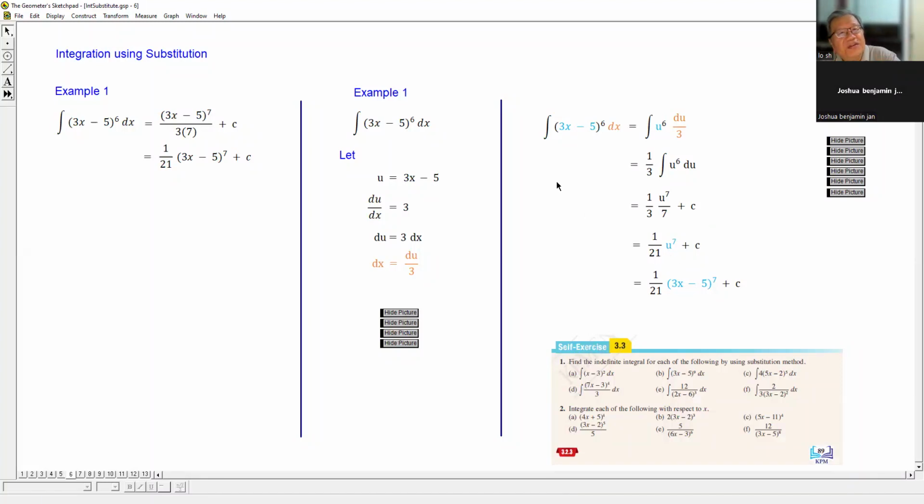But the question gives us in terms of x. You don't leave the answer in terms of u, although this is correct. You have to replace the u back with x. The u is actually 3x minus 5, so the answer is 1 over 21 times (3x minus 5) to the power of 7 plus c. So far, change from x to u, can follow or not? Change all the x to u.